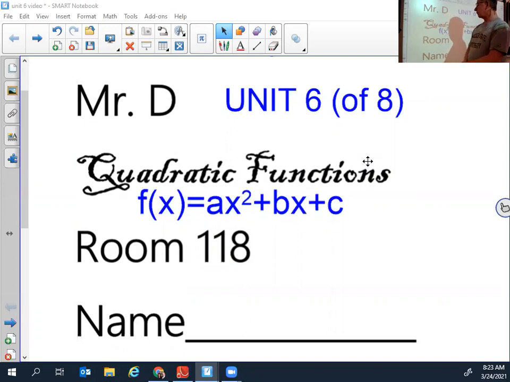All right, we are starting Unit 6, which is called quadratic functions. Quadratic functions have the form f of x equals ax squared plus bx plus c, okay? We've talked about the standard form going from the highest exponent to the lowest exponent. The variables are the x's. The a's, b's, and c's are called coefficients or constants. And most of the time, a will be equal to 1, okay? Which is what we had in our last unit.